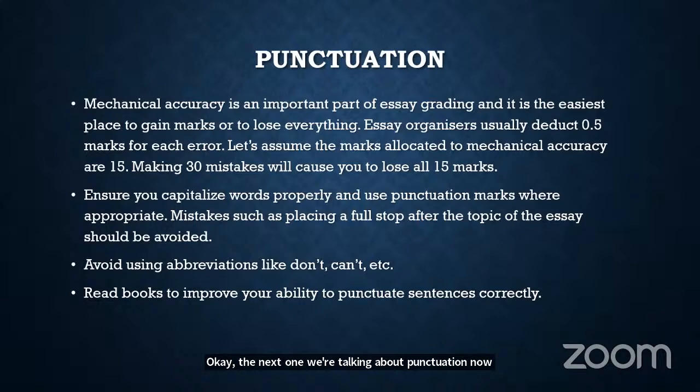Now, something many people don't realize is that mechanical accuracy is a very important part of essay grading, and it's one of the easiest places to lose marks or to gain as many marks as possible. So, for instance, let's say we have an essay organized such that 15 marks, or let's say 20 marks, go to mechanical accuracy. And the modus operandi is usually that we deduct 0.5 marks for each mistake. So it simply means that if you make 30 mistakes, you lose all 15 marks.